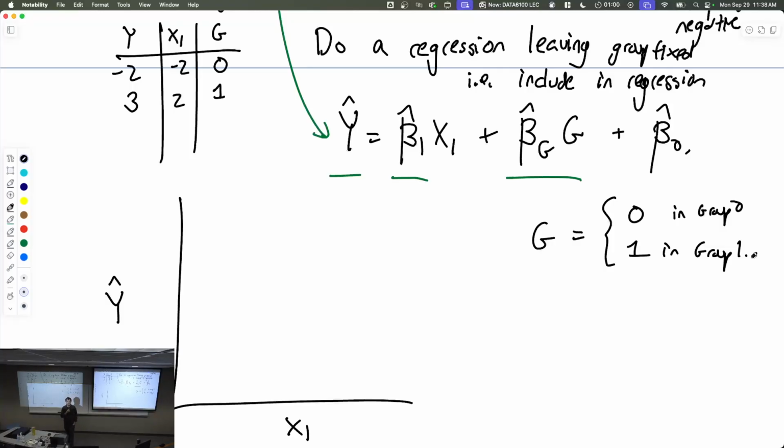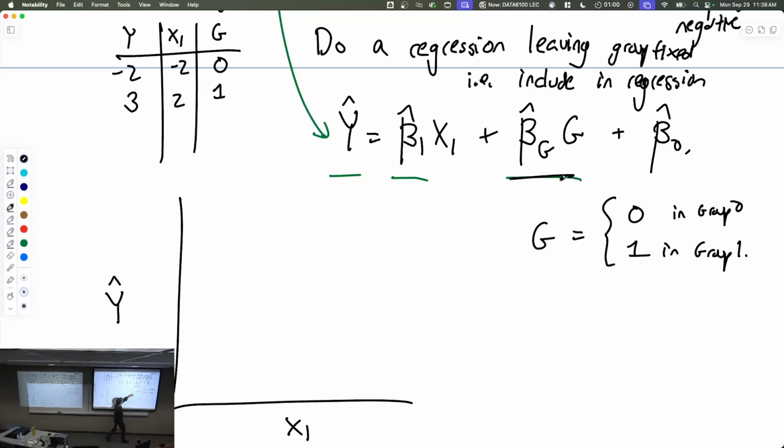Yeah? Beta G changes the intercept. I think that is true. Can you say more? What do you mean by it changes? Because to me, this one is the intercept. I 100% understand what you're saying, but can you explain it in more words for people who don't? There's a shift between the lines. That's a nice way to say it. There's a shift between lines.